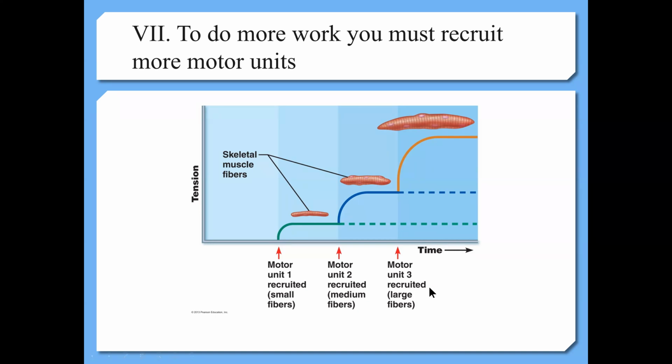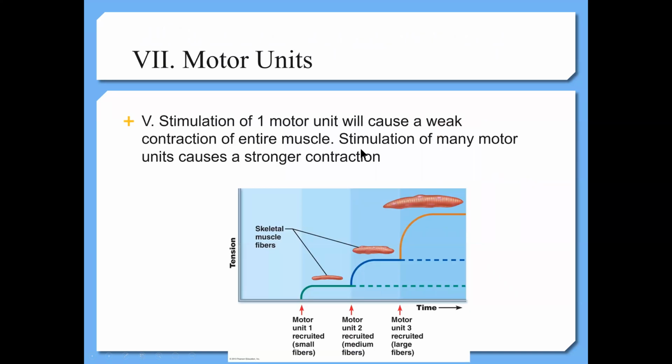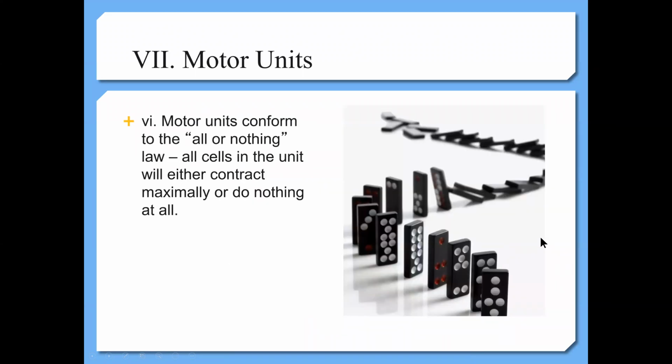But we have all these different kinds of fibers in every muscle because if we're picking up a glass of water as opposed to picking up a kettlebell, we need different numbers of fibers to be recruited in our biceps muscle. Stimulating one motor unit will cause a weak contraction of the entire muscle. Many motor units cause a stronger contraction. Motor units conform to the all or none law. We'll also see that in the neuron, once the neuron reaches threshold.